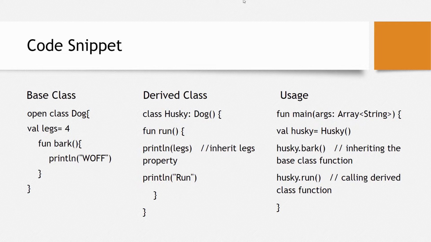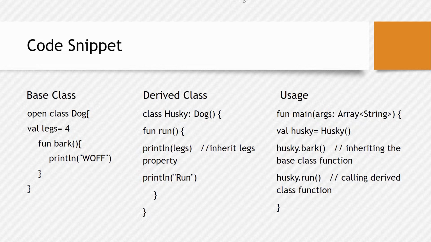Now there is a function bark, because every dog can bark, we know. Then there is println woof. So the bark is a function. Now there is another class derived from the dog class. As we know, husky or any type of dog, there is Labrador, many breeds of dogs. They are breeds of dogs, they have their own features, but they are dogs, they have 4 legs. So I created a class husky that is deriving from the dog class.